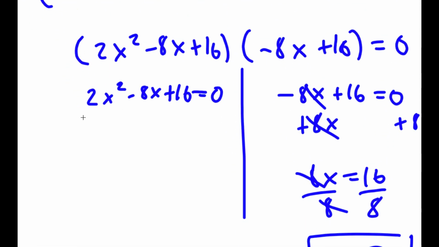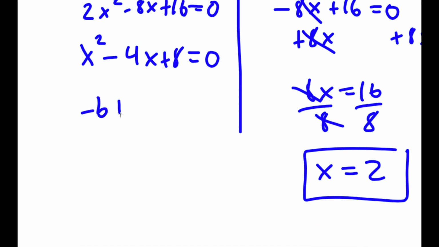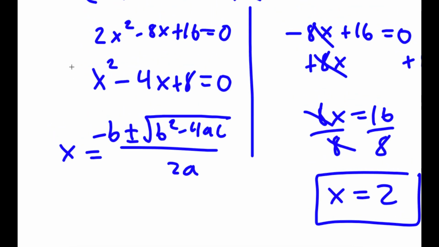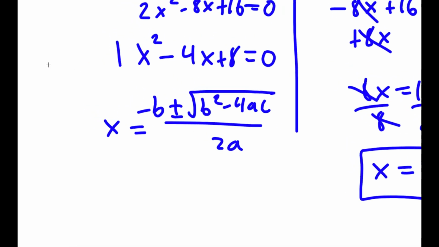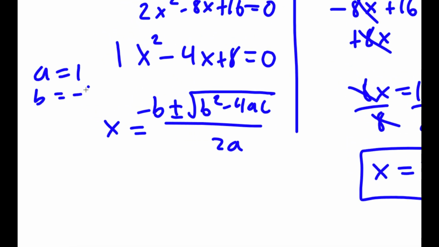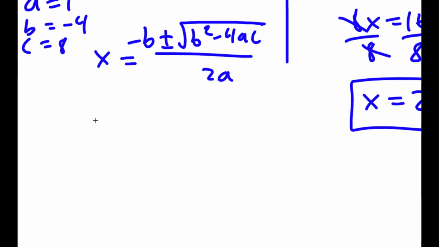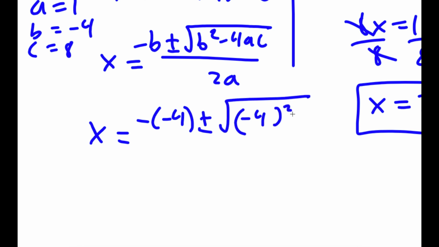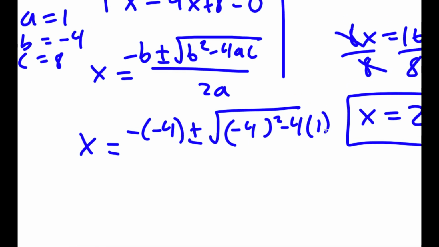Now for 2x^2 - 8x + 16, I can factor out 2, so I get x^2 - 4x + 8 = 0. And now this is the same thing as x = (-b plus or minus the square root of b^2 - 4ac) all over 2a. So in this case, a is 1, b is -4, and c is 8. So I get x equals negative of -4 plus or minus the square root of b^2, so (-4)^2 minus 4 times a, which is 1, times c, which is 8, all over 2a, so 2 times 1.